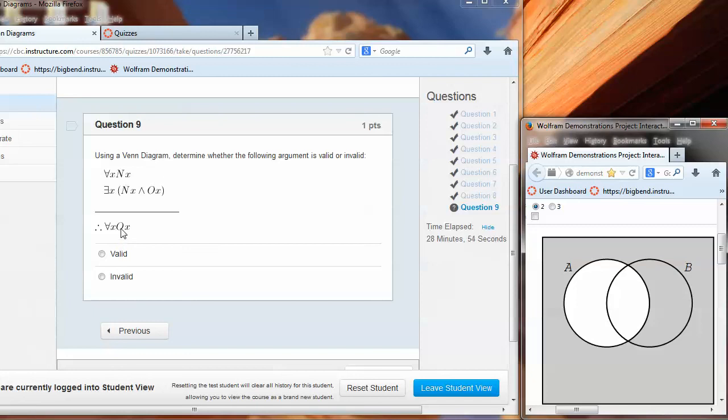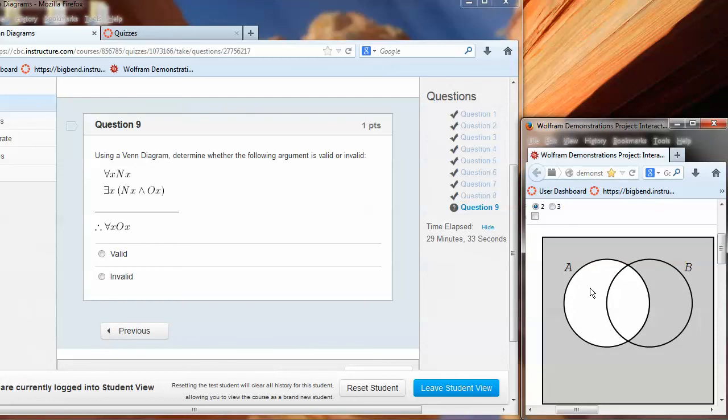So the conclusion says for all x, Ox, so everything is an O. So again, our circle B corresponds to the O's, so this says everything is in the B circle. Well, we've got these two regions shaded, and we've got a little star here that I can't draw, but remember that it's there. Now, does that tell us that everything has to be in the B circle? Well, no, because we've also got this nice big region of stuff that's in the A circle, but not in the B circle. And there could be stuff in here, right? The premises don't tell us that that region is empty.